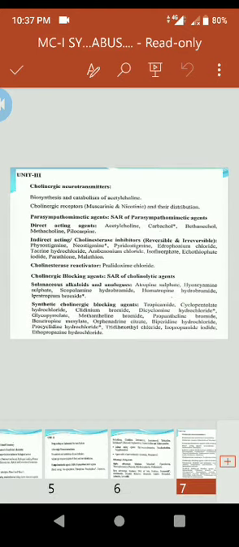Next, coming to unit 3, it contains many subdivisions. One is cholinergic neurotransmitters, parasympathomimetic agents including SAR of agents, direct acting agents, indirect acting agents, that means cholinesterase inhibitors, cholinesterase reactivators, cholinergic blocking agents including SAR, solanaceous alkaloids and analogs, and synthetic cholinergic blocking agents. So these are the units of unit 3.